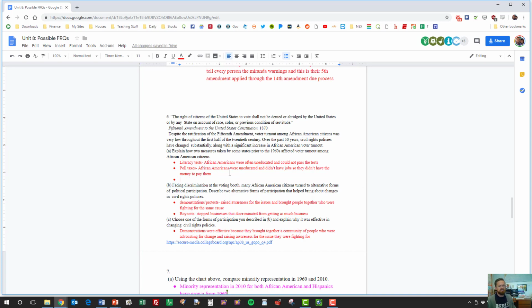Facing discrimination at the voting booth, many African American citizens turn to alternative forms of participation. Describe 2 forms of participation. Demonstrations and protests, and how it brought about changes. It raised awareness for issues, brought people together, good. Boycotts, not going to businesses that discriminated against them. I like it. Question C, choose one of the forms of participation from B and explain why it was effective.